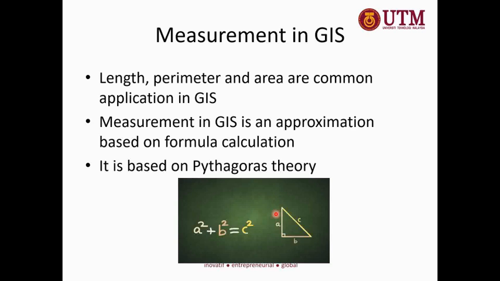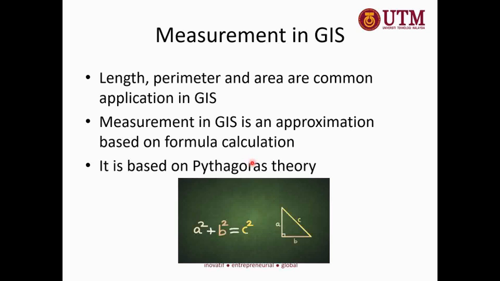So this is how they do the analysis for measurement. Length, perimeter, and area are common applications. We already discussed this a little bit. Measurement in GIS is an approximation based on the formula calculation, which means that it's based on the data that we have. It can be accurate based on the accuracy of your data.